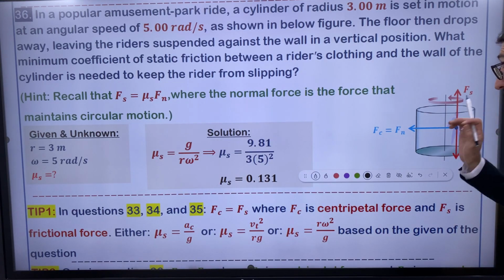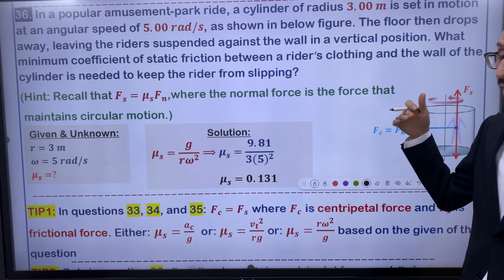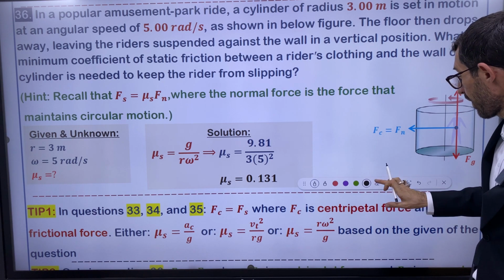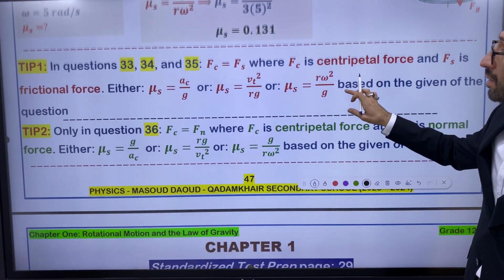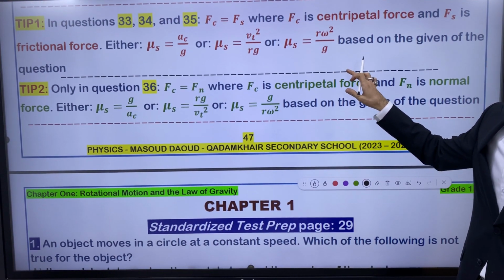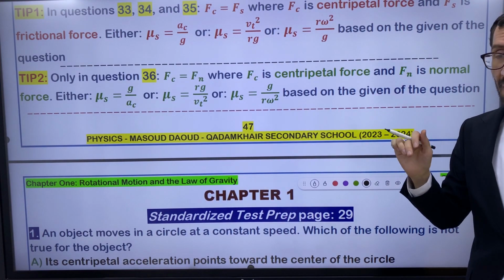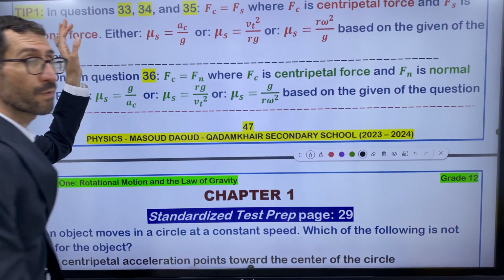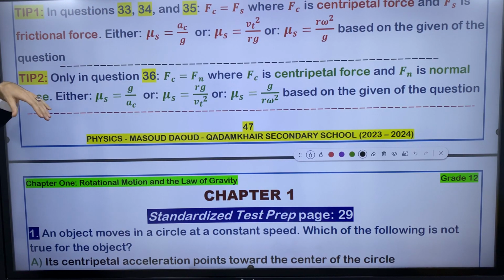So let me read some notes for you about questions 33, 34, 35. Some of these questions are questions of the national exam. That's why they are important and they are easy. I want you to memorize the rule. These notes are appropriate for you. They are beneficial for understanding the subject in a good way.